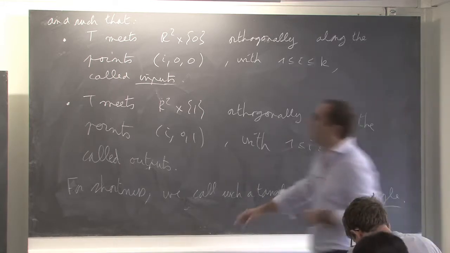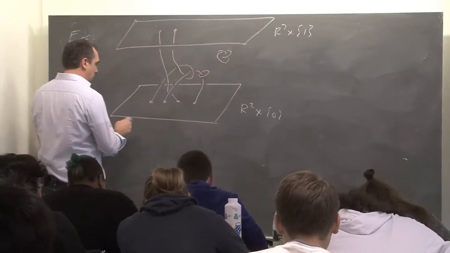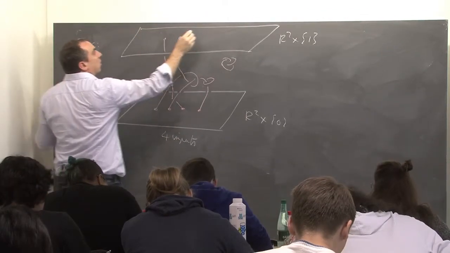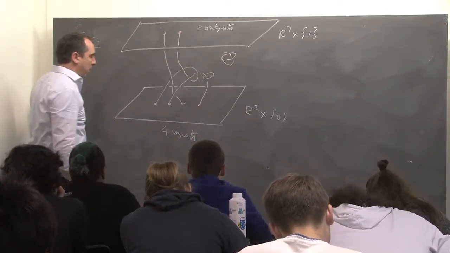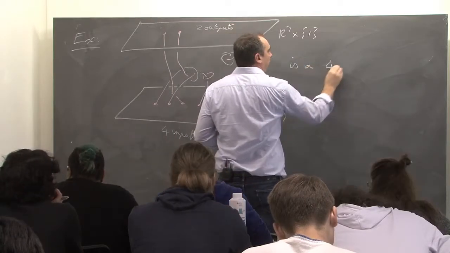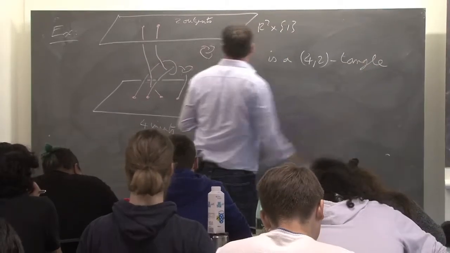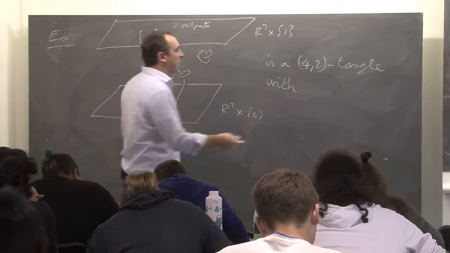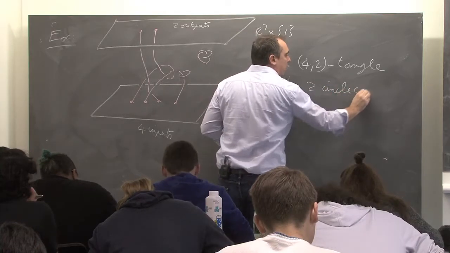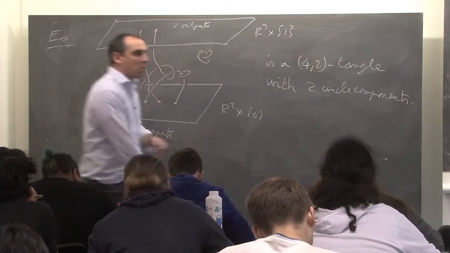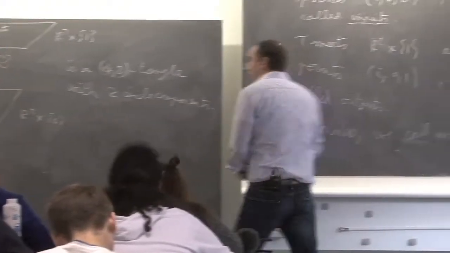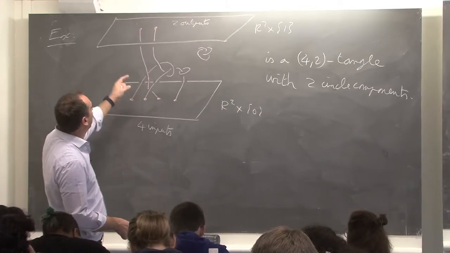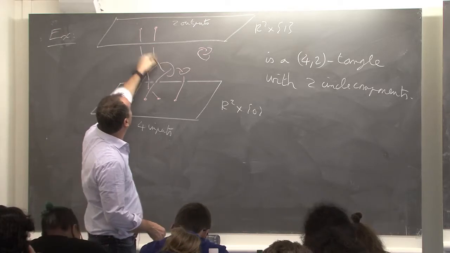The definition. So what is this here? We have 4 inputs, 2 outputs, so this is a 4-2 tangle with 2 circle components. And there are 3 intervals. The first one from here, the second one here, and the third one here.